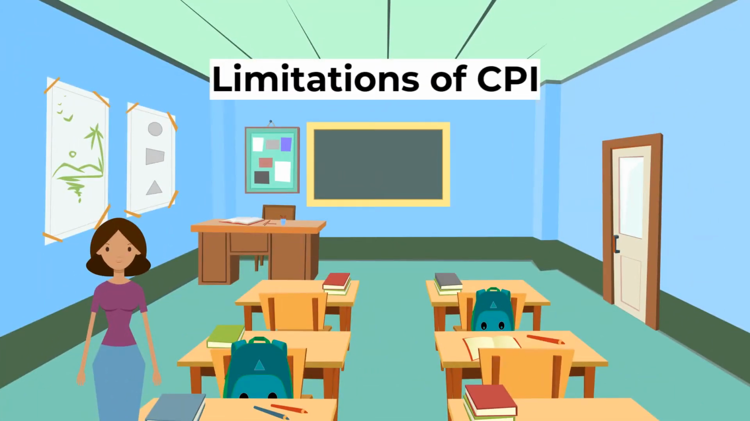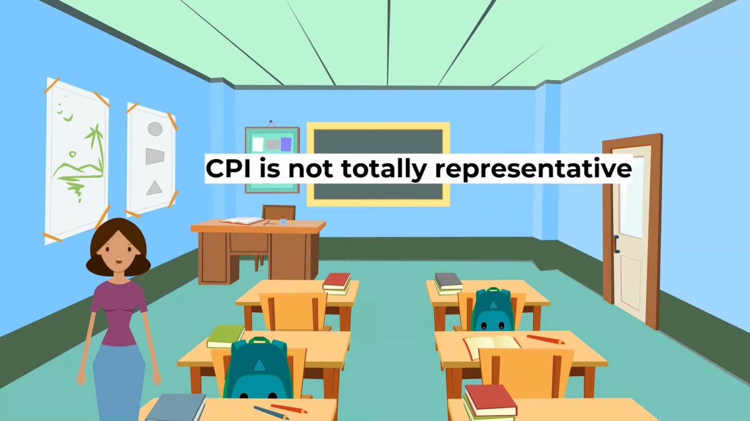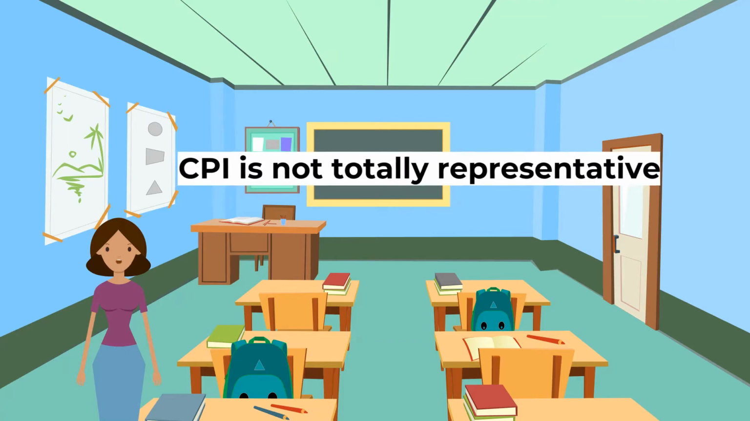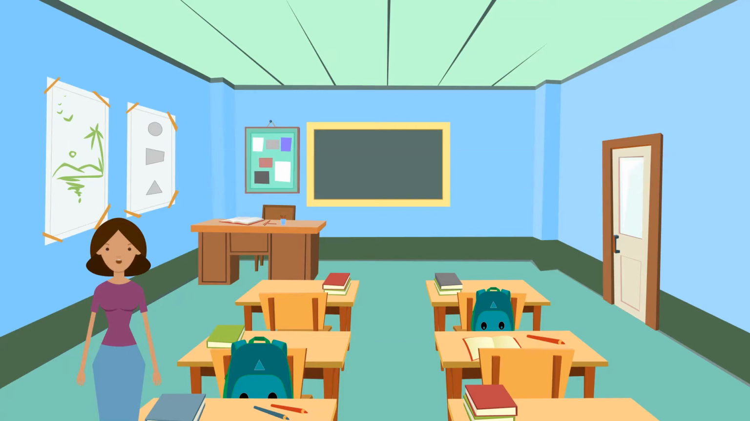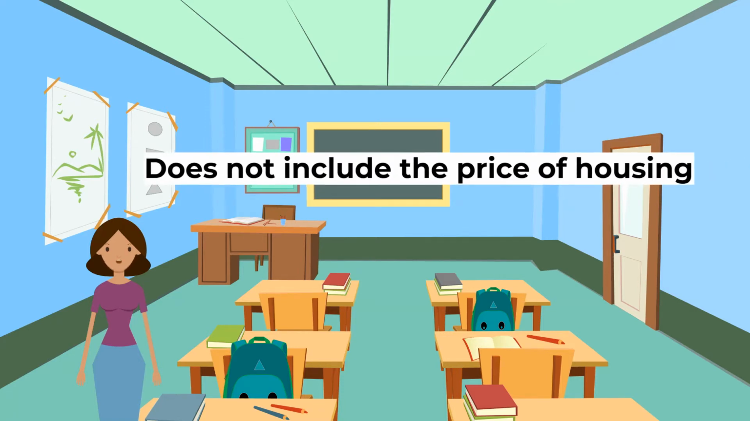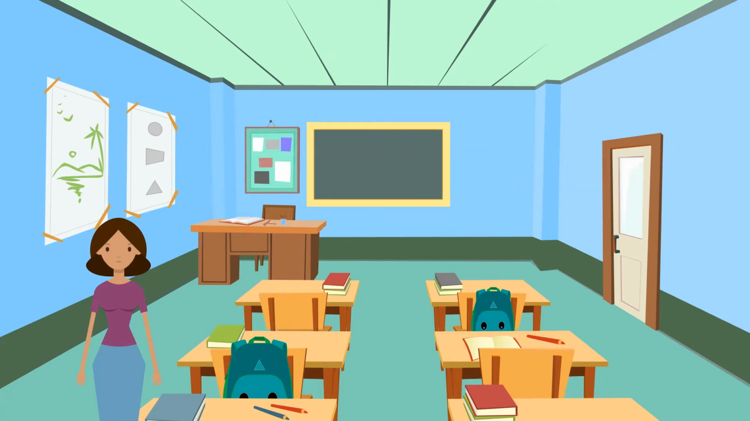So, what are the limitations of CPI? It is impossible for the figure to take into account every single good that is sold in the country, and so therefore the CPI is not totally representative. Similarly, different households spend different amounts on each good, and so therefore the CPI only measures an average rate of inflation, and is not totally representative. Moreover, it does not include the price of housing, and so, since this has tended to rise more than the price of other goods, the data may be lower than it should be.